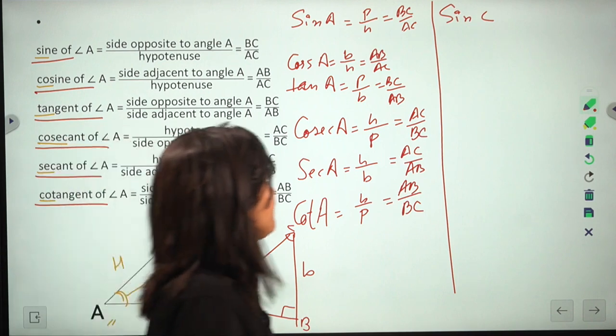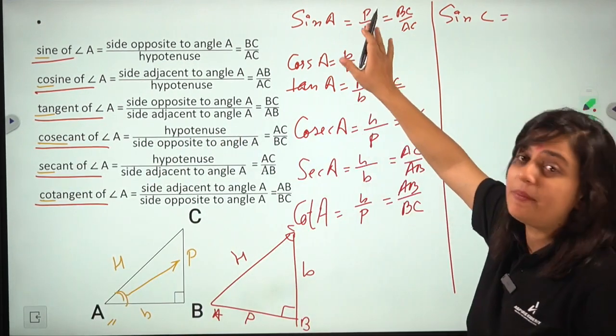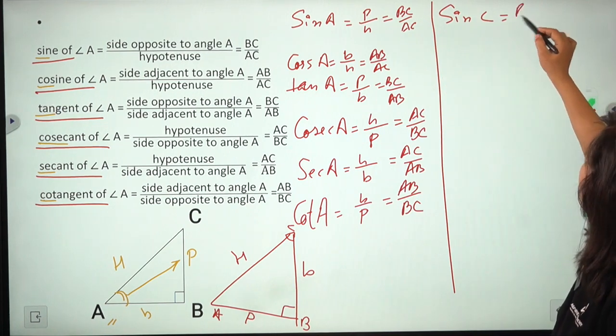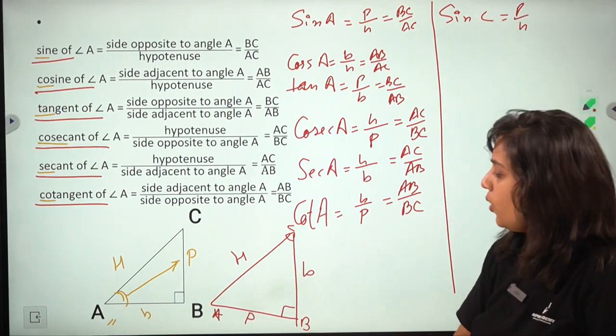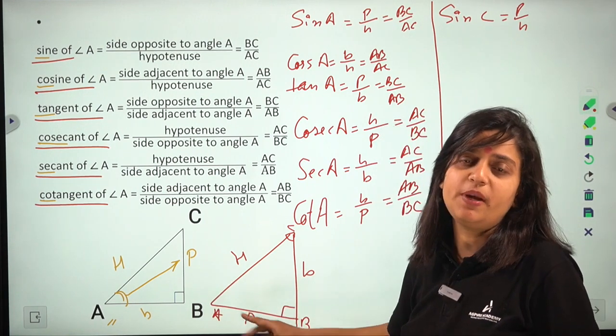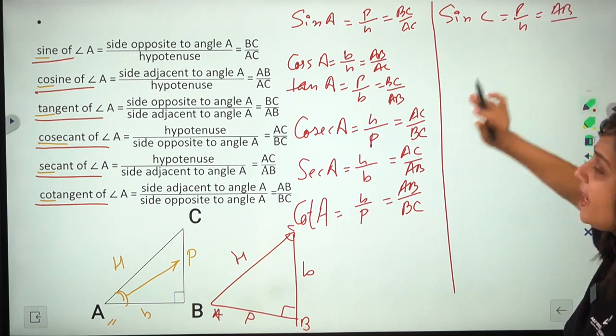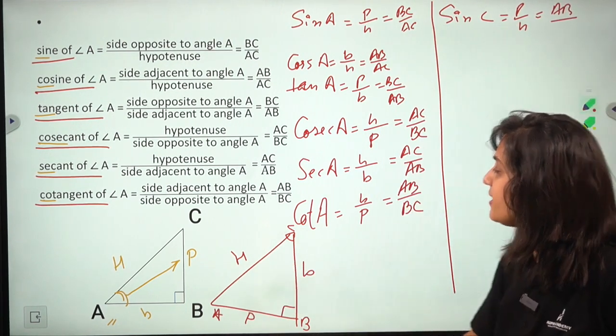Clear? Now see, sin C. We know sin C means P by H. Which one is P? This one is P. P means AB. And H will never change. H is AC.